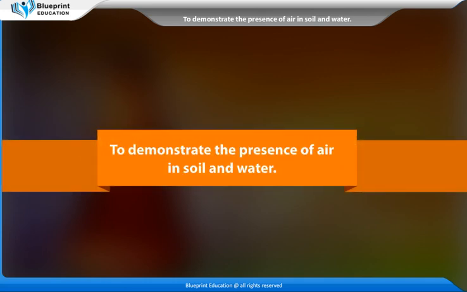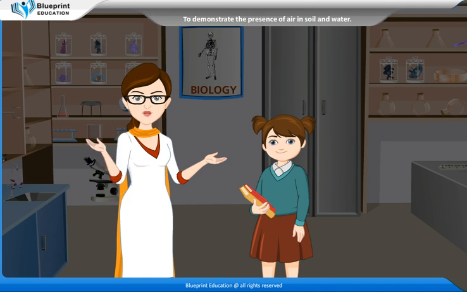To demonstrate the presence of air in soil and water. Air is present in both soil and water. Living things that live under the soil and in water breathe the oxygen in the air between the soil particles or the oxygen dissolved in the water. The solubility of air in water decreases as the temperature increases.